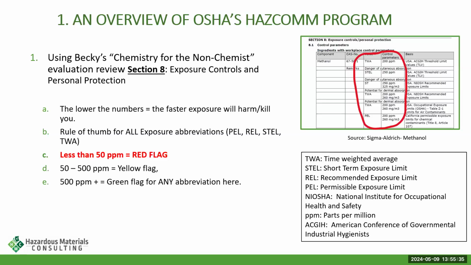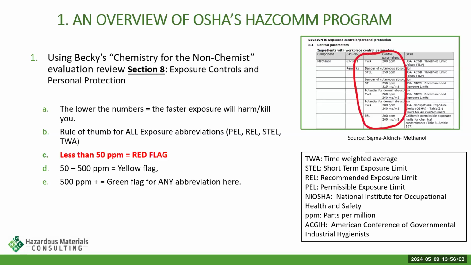We still need to have respect for it. But if we're choosing between something that's got 50 parts per million or less and is in that red zone, or a chemical where all of the components are 500 parts per million or greater in the green zone, I'm going to choose that green zone chemical. As you are making decisions about what chemicals to bring into school, this is, I think, one of the most critical sections for you to evaluate.